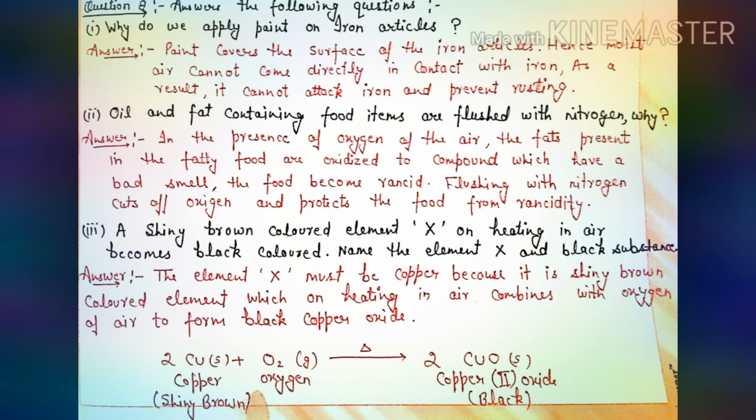Part third: A shiny brown colored element X on heating in air becomes black colored. Name the element X and the black substance. So the element X must be copper, because it is a shiny brown colored element which on heating in air combines with oxygen of air to form black copper oxide. The reaction is given.